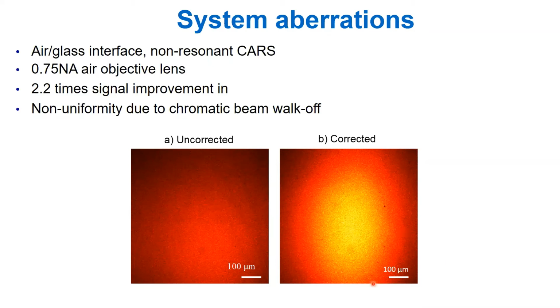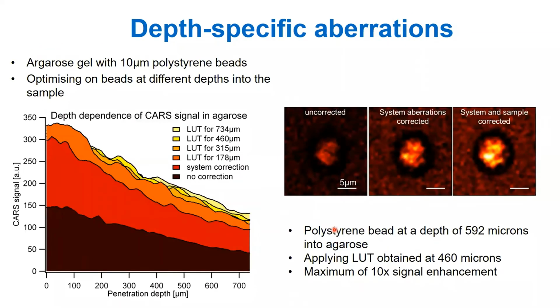You always get this non-uniform intensity distribution in CARS, and that's because you've got two different wavelengths overlapping and you get a chromatic walk-off at the side. But you can see that the deformable membrane mirror correcting for our wavefront was able to improve our signal here.